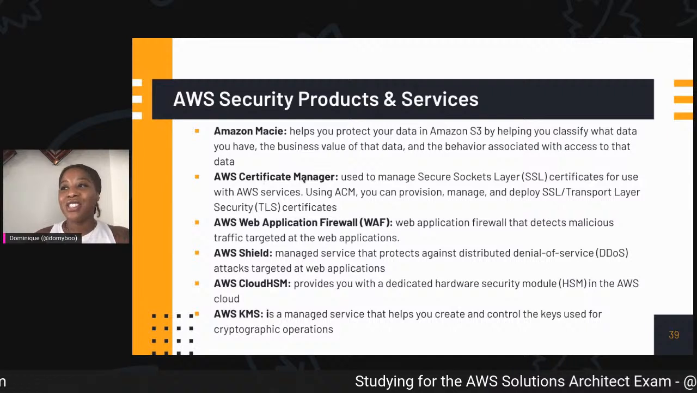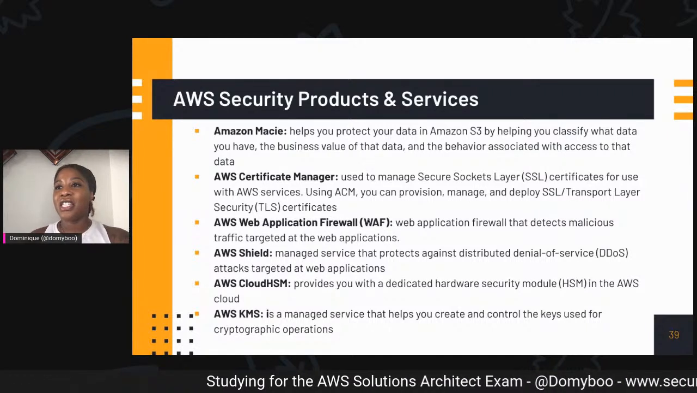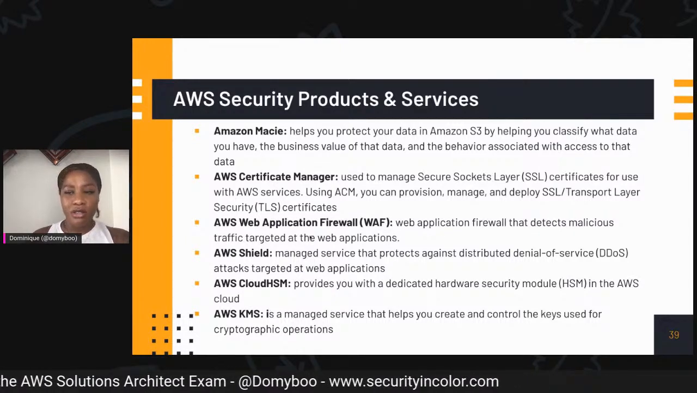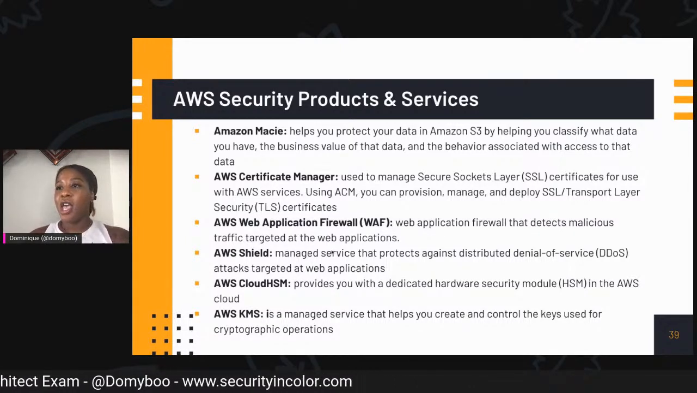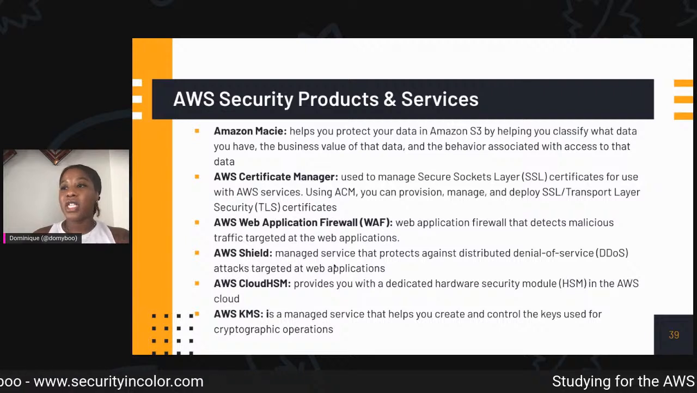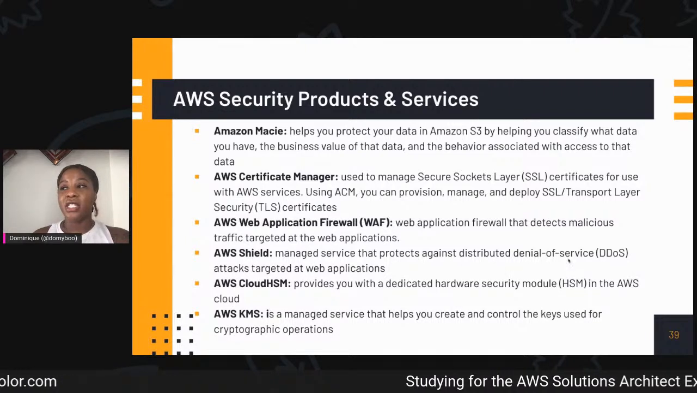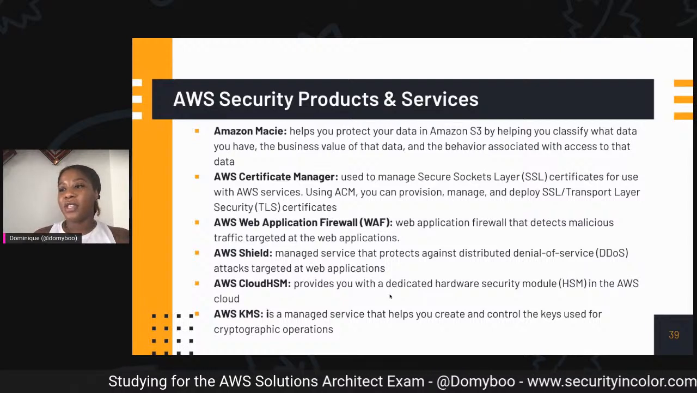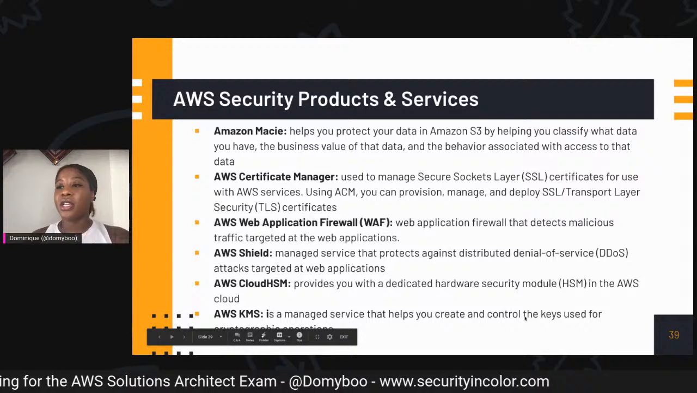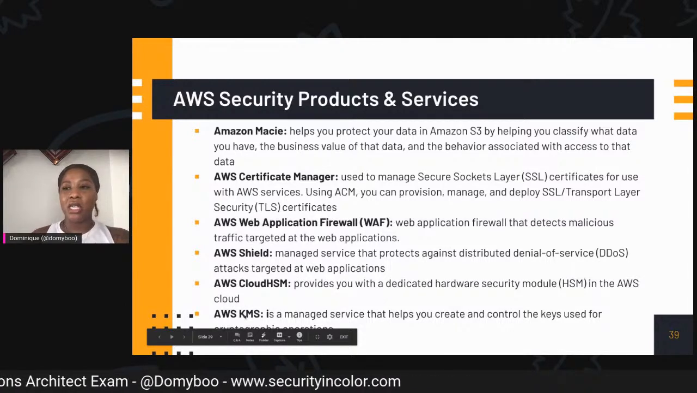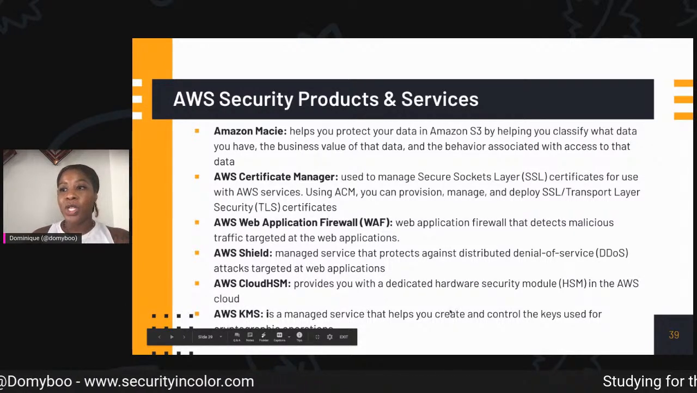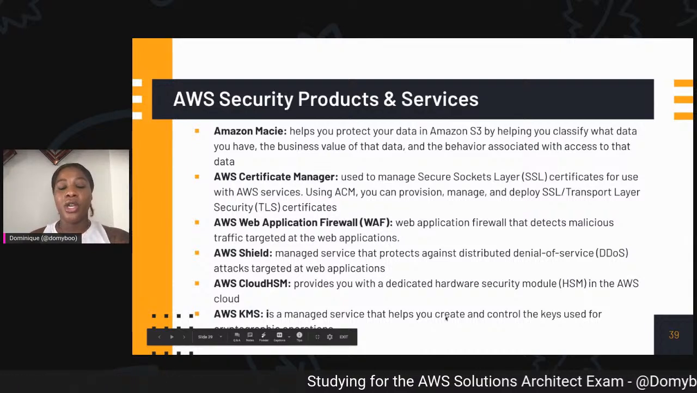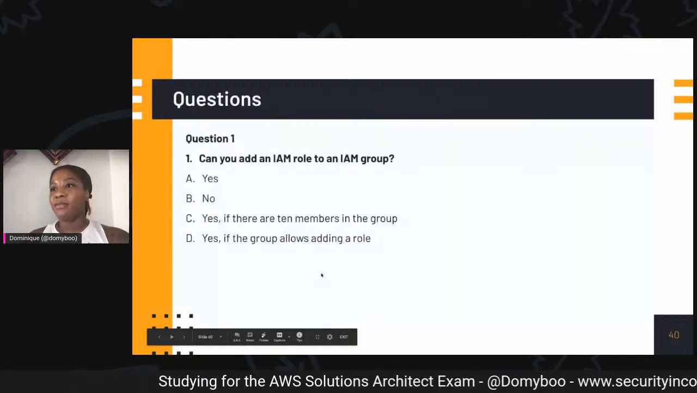Then we have Certificate Manager, used to manage SSL certificates. We have web application firewalls to detect malicious traffic targeted at your web applications. We have AWS Shield, which helps manage services to protect against DDoS. We have HSM, which helps you protect your dedicated hardware security module in the cloud. And then you have KMS, which is Key Management Service. I need to write that one out, which is just a service that helps you create, control, and manage your encryption keys. All right, question time.